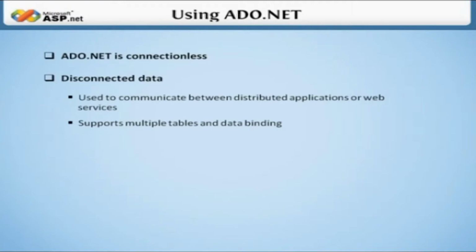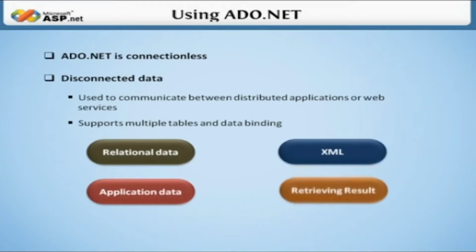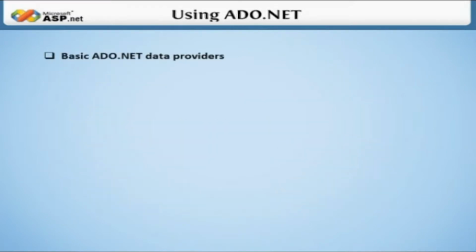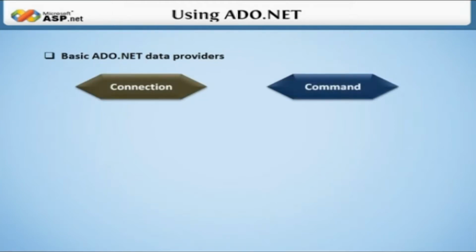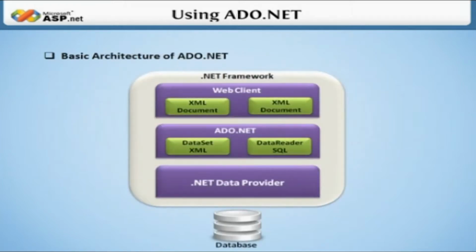The purpose of ADO.NET is to provide access to relational data, XML, and application data, and retrieving results. The basic ADO.NET data providers are connection, command, data adapter, and data reader objects. This is the basic architecture of ADO.NET. Internally, it contains data set with XML and data reader with SQL components to support disconnected architecture.